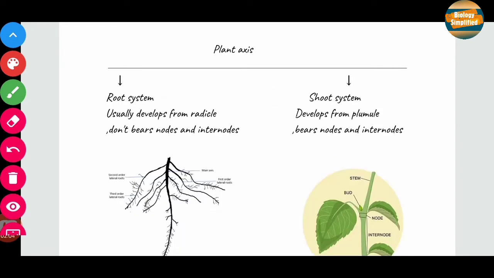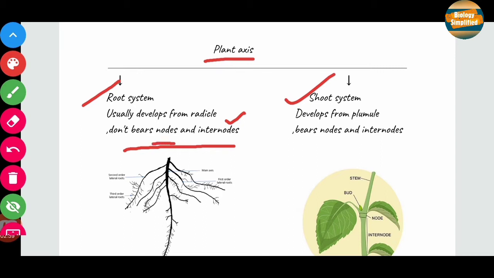Another category we can see here is how the plant axis is divided. The plant axis is divided into two groups. One is the root system and the other is the shoot system. So basically there is a single plant axis, and it is divided into the root system and the shoot system. The root system usually develops from the radicle and doesn't bear nodes and internodes. Radicle is the part of the seed from which the root system arises.